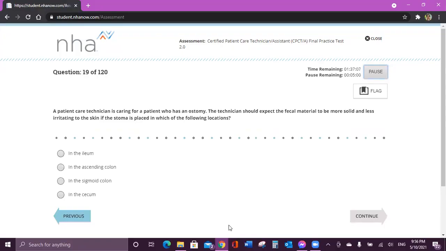A patient care technician is caring for a patient who has a colostomy. The technician should expect the fecal material to be more solid and less irritating to the skin if the stoma is placed in which of the following locations: in the ileum, in the ascending colon, in the transverse colon, in the sigmoid colon, in the cecum.